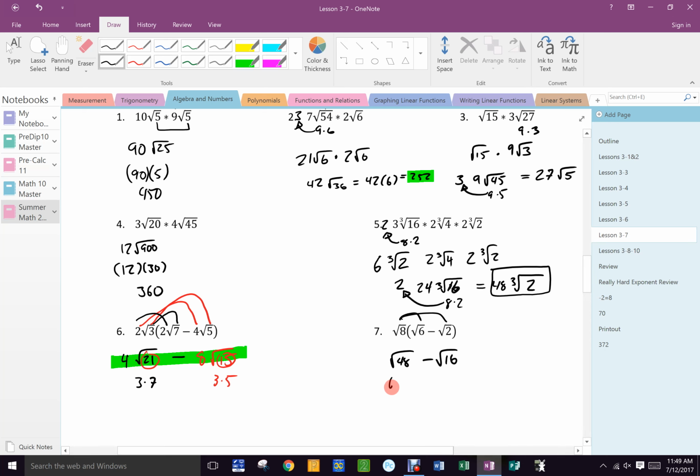Yeah, because that's 16 times 3. And that, what is the square root of 16? 4. So what's the square root of the 16? You said it's a 4, so out comes a 4. 4 root, what did I leave under there? 3 minus 4. Can I do any subtraction there? No, because there's no like terms. All right?